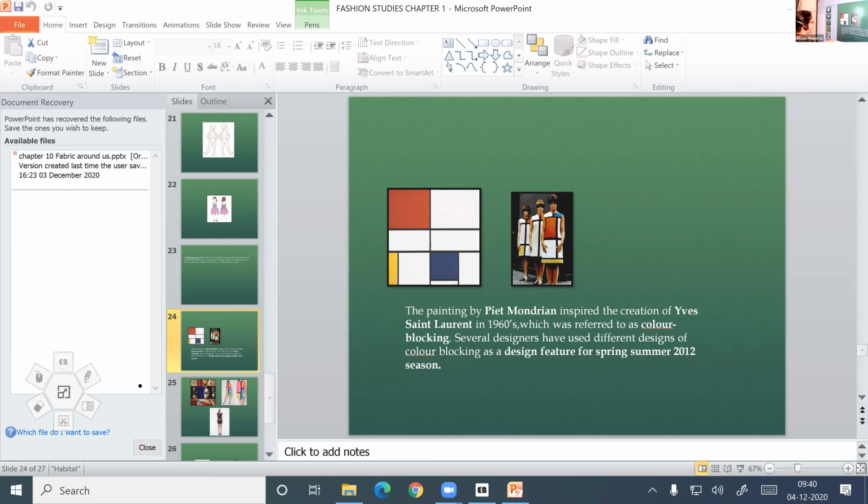So I'll show you the picture. You can see a picture here, right? This picture was painted by Piet Mondrian. And you can see a costume here, which was designed by Yves Saint Laurent in 1960. This garment is designed by being inspired by this picture. Understood? You can see the prints here, the same print. That is referred to as color blocking. This design is referred to as color blocking.